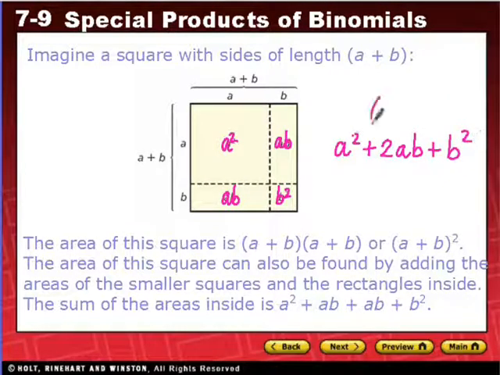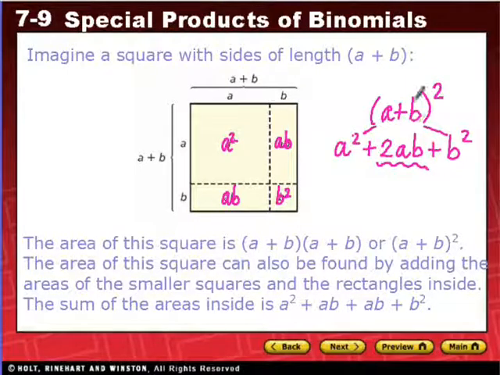So now if you think about what that's coming from, which is a plus b times a plus b, or a plus b squared, we square the a, we square the b, that gives us the first part and the last part, and then the middle part comes from doubling the product of a and b. That gives you a little bit of a shortcut instead of writing it out and FOILing it. If you don't like the shortcut, it's not a big deal. You can continue multiplying it out.